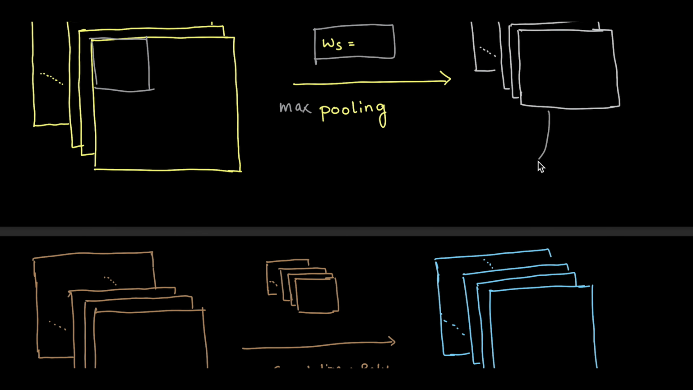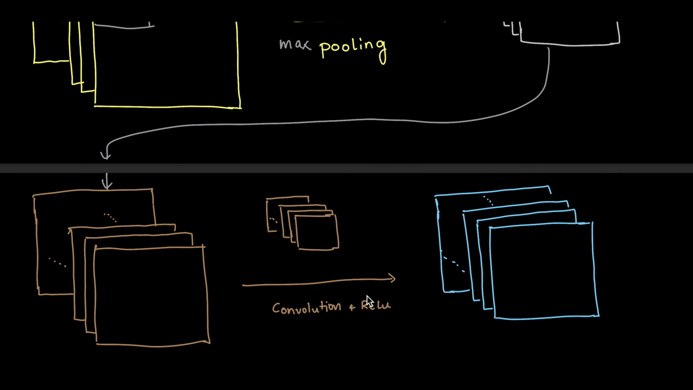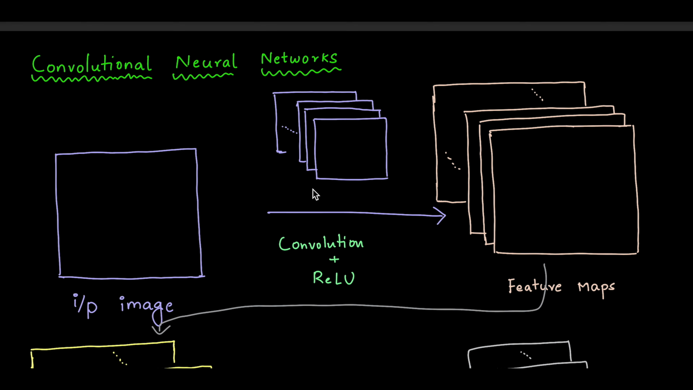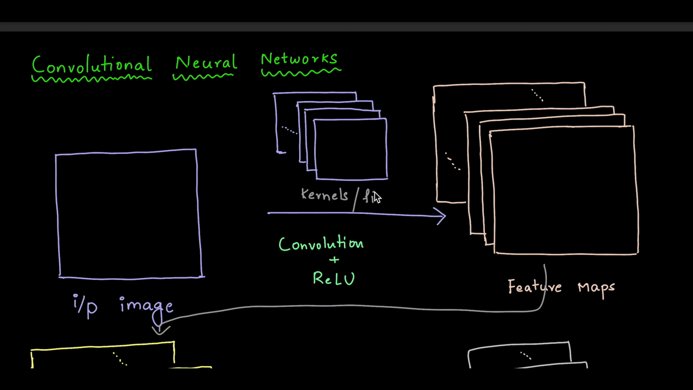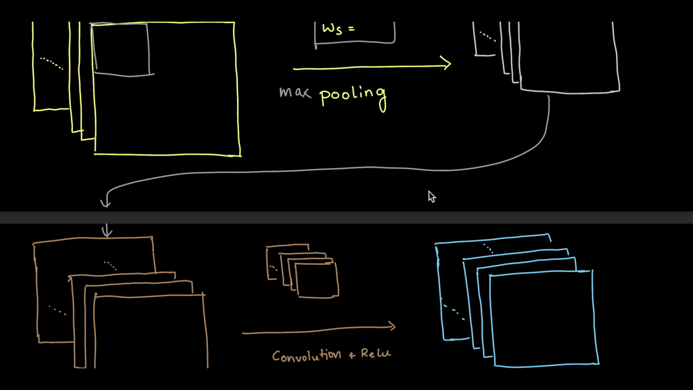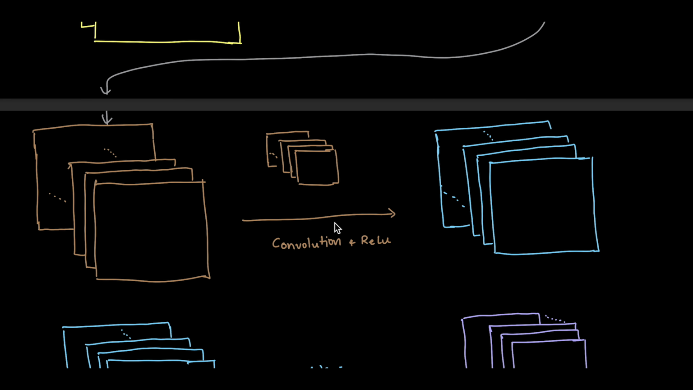Then similarly, we can take these feature maps and apply the convolution operation again. Here, if you observe, these are called kernels, or we can even call them filters. These kernels or filters are responsible for extracting the features. All these things we have already discussed, so I'm just discussing them quickly.